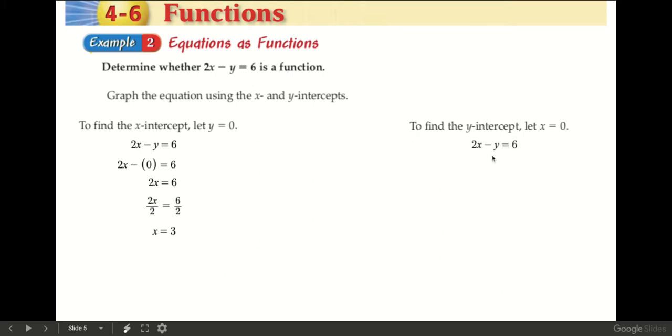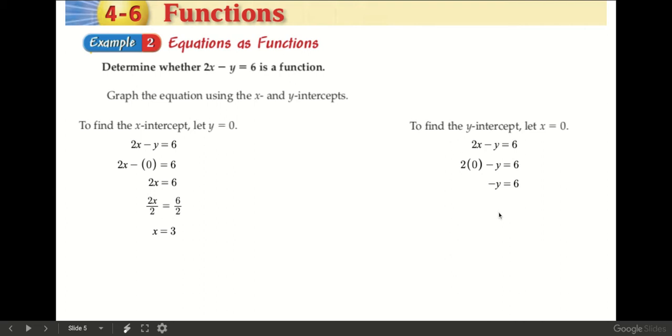Again, I'm going to take my original equation. I'm going to substitute 0 in for x now to find the y-intercept. So 2 times 0 is 0, which leaves me with 0 minus y, which is negative y. And so I have negative y equals 6. Again, I don't want to know what negative y is. I want to know what positive y is.